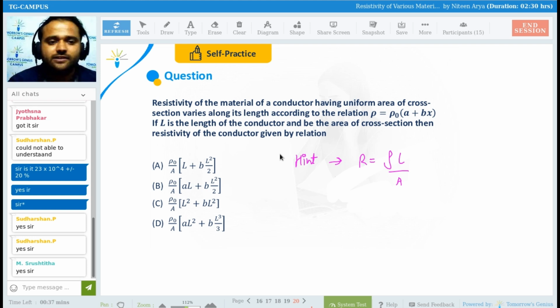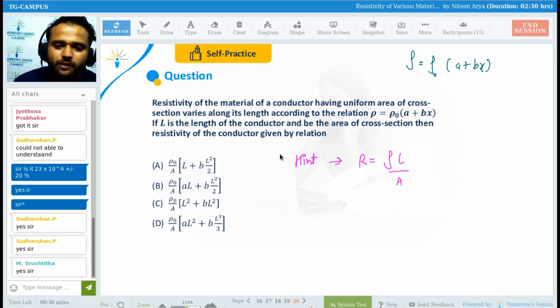So this is the relation we have. Instead of rho directly, which is uniform, we have rho naught (A plus Bx). Instead of L, you need to put dx, and instead of R, you need to put dR. Everything is going to remain the same, and you need to integrate between 0 to L.